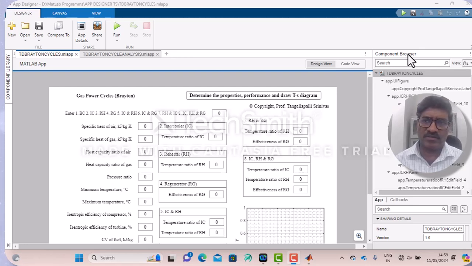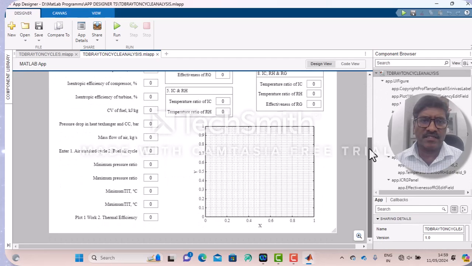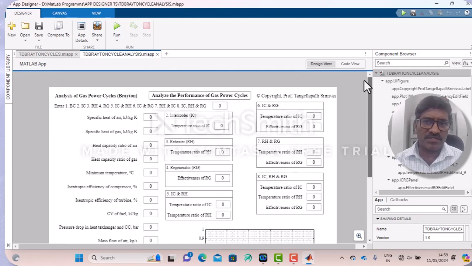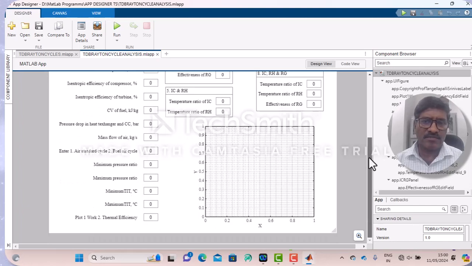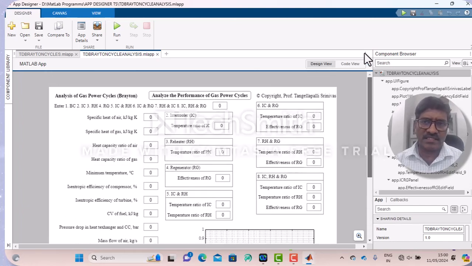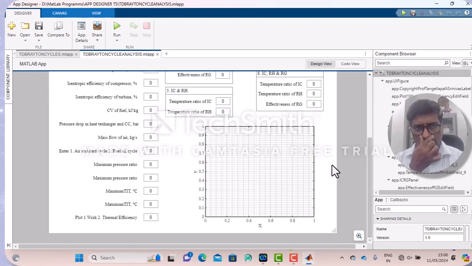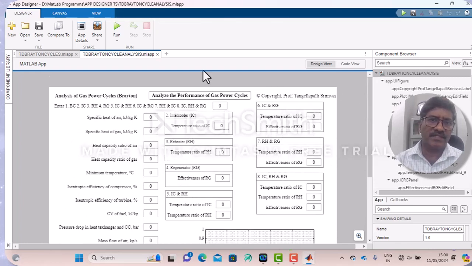So the students can practice the numerical problems using this app, and not only the modeling of these gas power cycles, they can also analyze by giving the proper range of the operating variables, such as the compressor pressure ratio can be given the minimum to maximum range, and similarly the gas turbine inlet temperature also they can assign a certain range. So as per the given range, the students can study the performance characteristics. That means they can also analyze the performance of these gas power plants as per the given range.